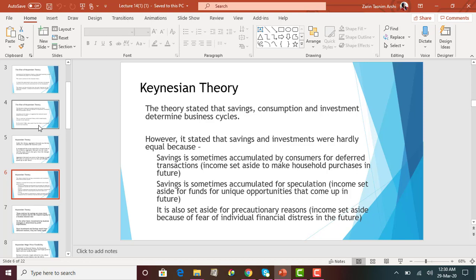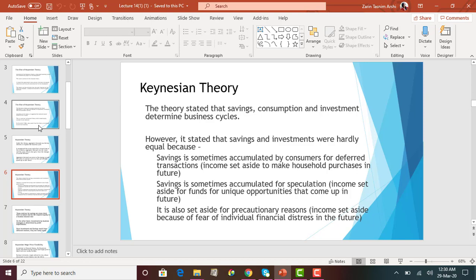The second one is savings is also accumulated for speculations. Sometimes we keep some savings in our bank accounts, so whenever some unique business opportunities come in, then I can invest in that. Maybe in the future, the stock market is something that attracts me, and I want to use some of my savings money to invest in the stock market to make more money. Or maybe a restaurant opportunity comes up and I want to use some of my savings money to make investments for a restaurant. So that's another reason why savings is not equal to investment.